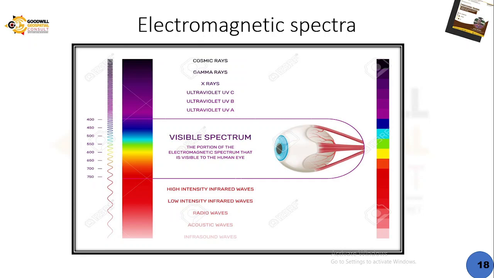Now, our eyes can see within a restricted wavelength, and we call that restricted wavelength the visible spectrum. Our eyes can only see white light, and beyond or below that, our eyes can't see anything off those wavelengths.